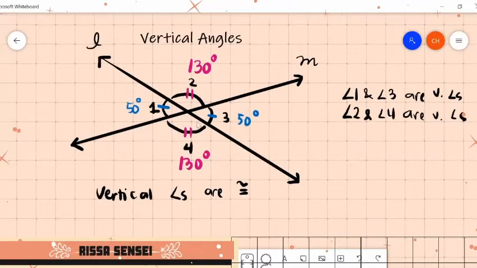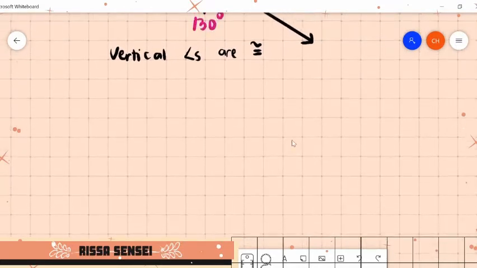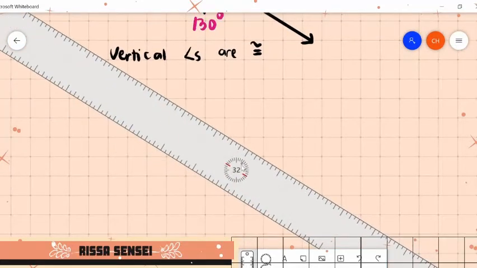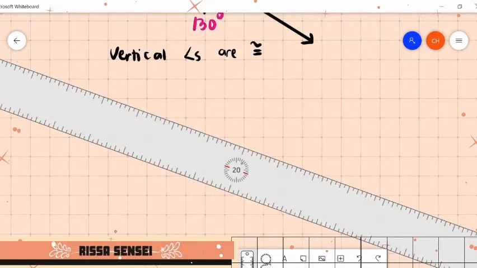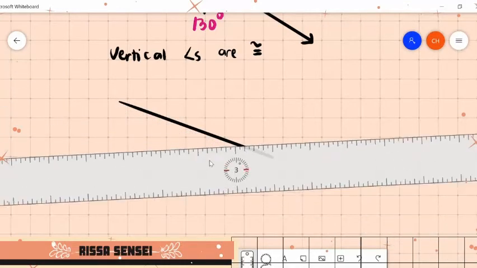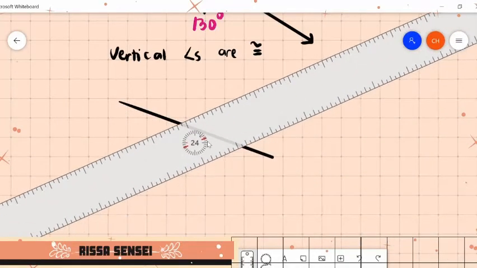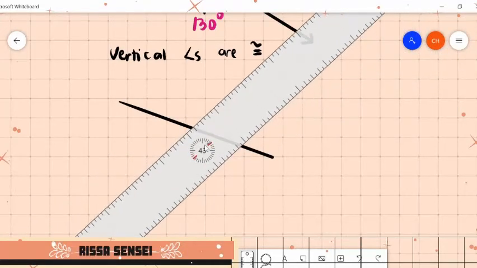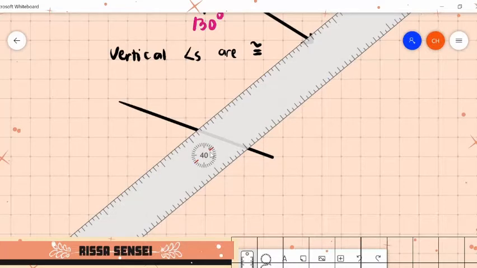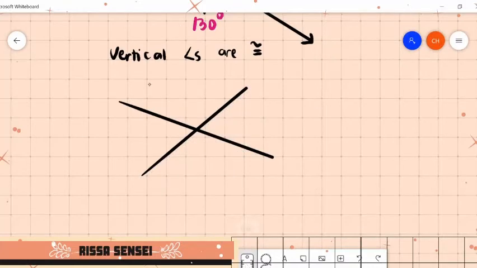Okay? Give another example. So, mag-draw ulit tayo ng intersecting lines. Ayan. Okay. Pangalanan natin ang 7. This is 8. And this is 9. This is 10.